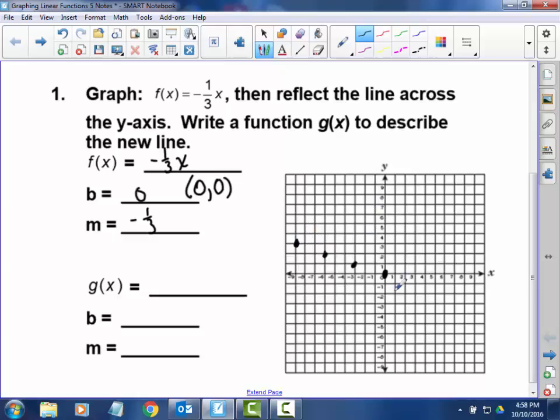Since our line is continuous in both directions, we can reverse that now and go down 1 and to the right 3. Down 1 and to the right 3. Okay, and so there are the points that we can put on this grid.